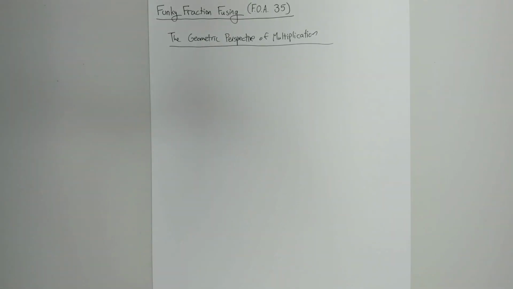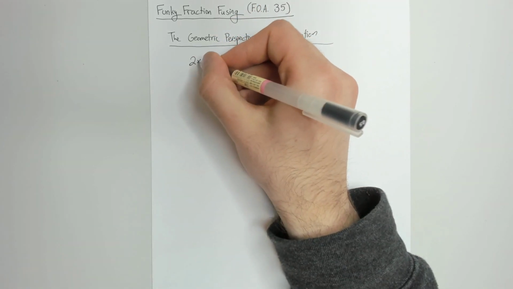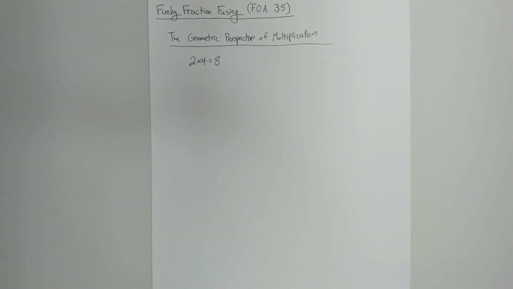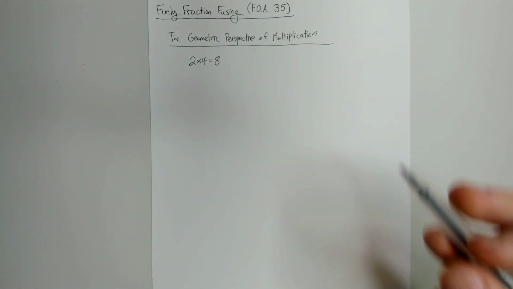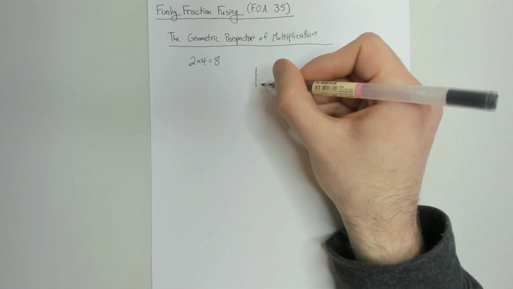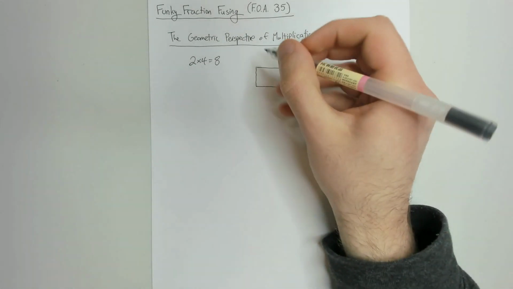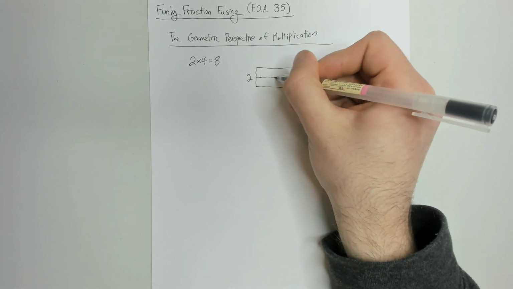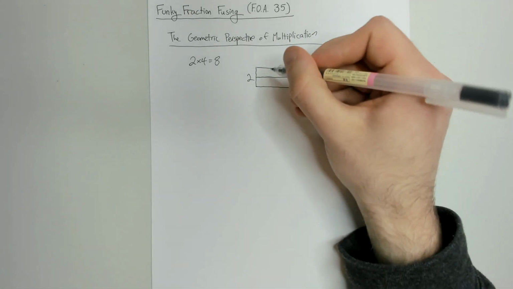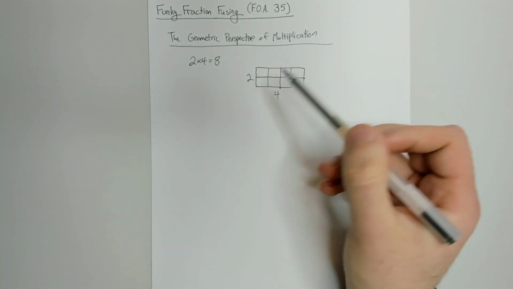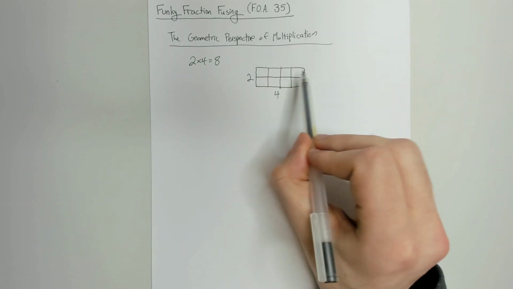So to start with fraction multiplication, let's take a quick review of regular multiplication, specifically one of the perspectives on multiplication, the geometric perspective. If I said something like, what is 2 times 4? Of course, we know that that is 8. But one way that we saw how to do this was if we took a rectangle and split the top up into 2 parts and the bottom up into 4 parts, then we can count how many squares we have in the rectangle: 1, 2, 3, 4, 5, 6, 7, 8.